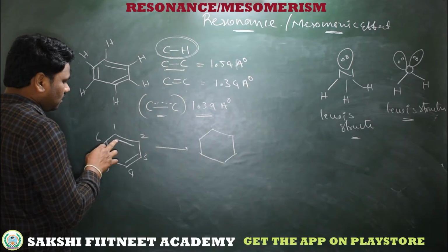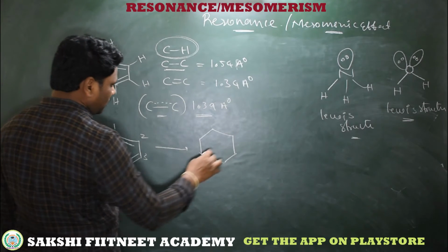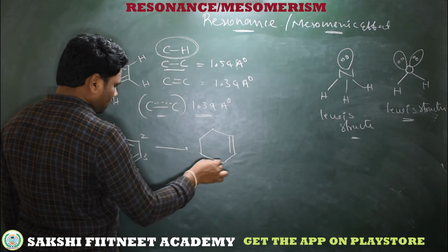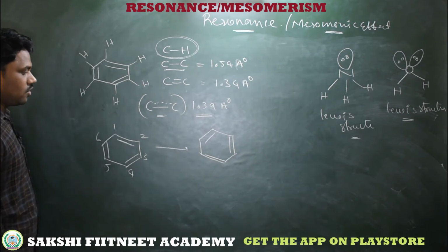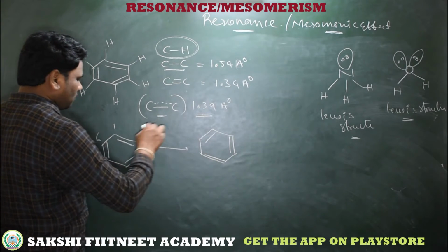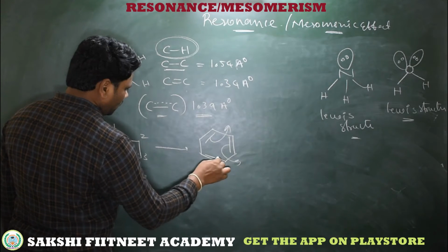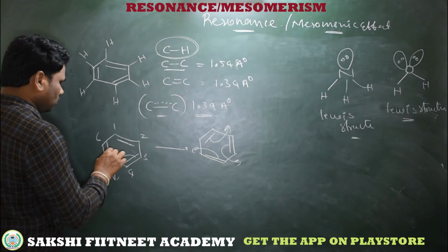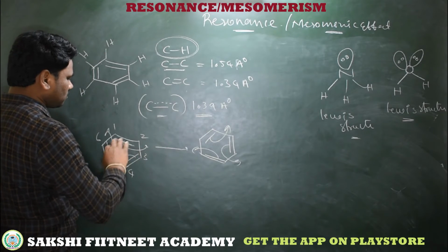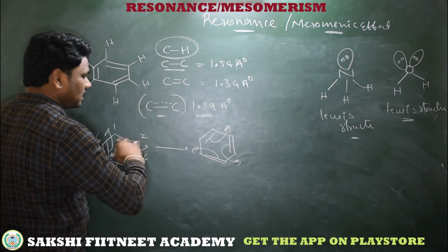Here, instead of bonding between 1 to 2, 3 to 4, 5 to 6, we are getting bonding between 2 to 3, 4 to 5, 6 to 1. So again this compound is converting to this compound by changing the positions of the bonds from here to here. We get this compound from this compound by changing their bonds. Like that, this phenomenon takes place continuously.